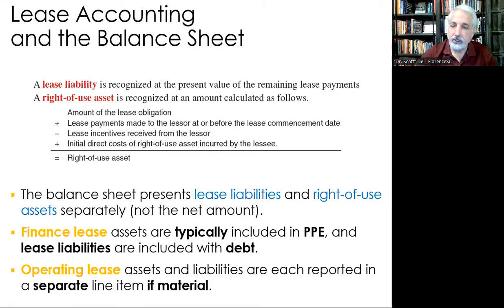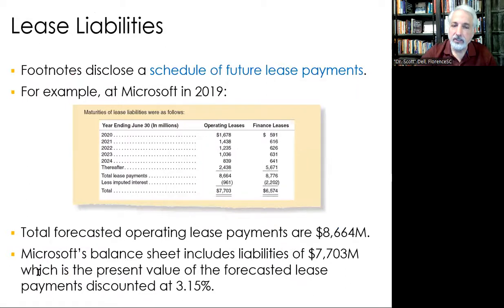Finance leases are typically included in property, plant, and equipment, and lease liabilities with debt. Operating leases get a separate line item if material. So we have a separate line item that shows up on the balance sheet for each. Lease liabilities, footnote disclosure, future lease payments.